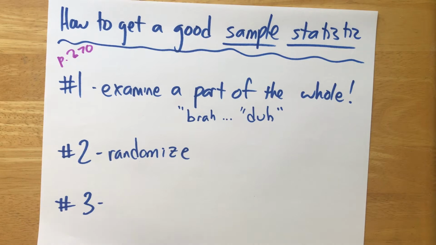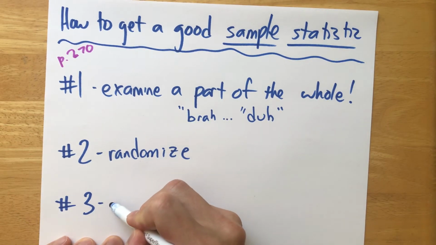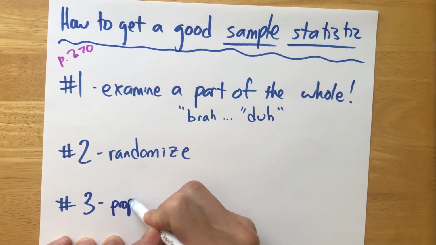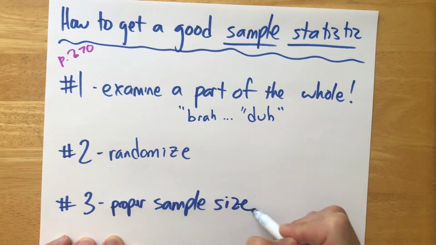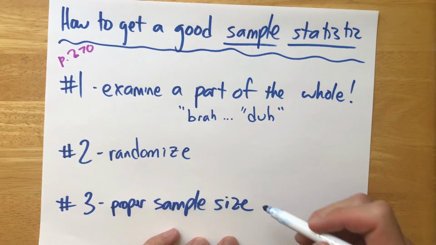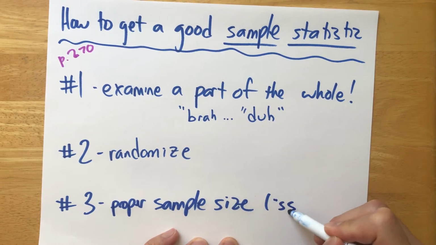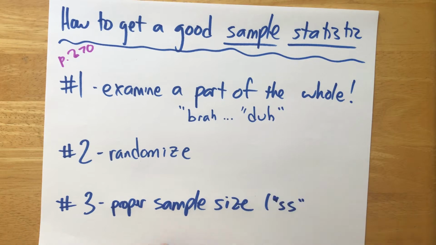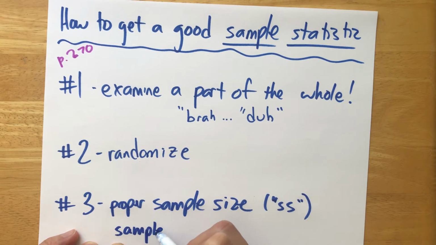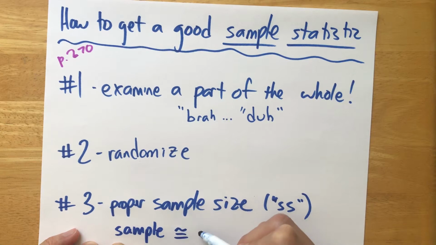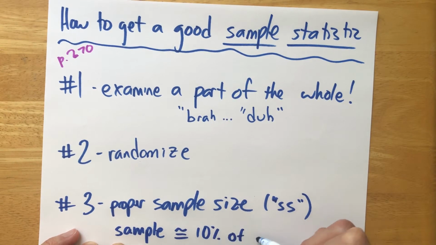So the third idea is sample size. You want to get a proper sample size, and we use sample size a lot in statistics, and we like to abbreviate this as SS, your sample size. The general rule of thumb is that a sample is approximately 10% of the population, okay?